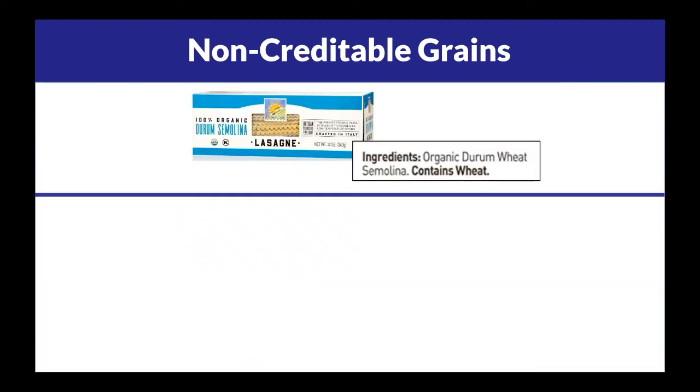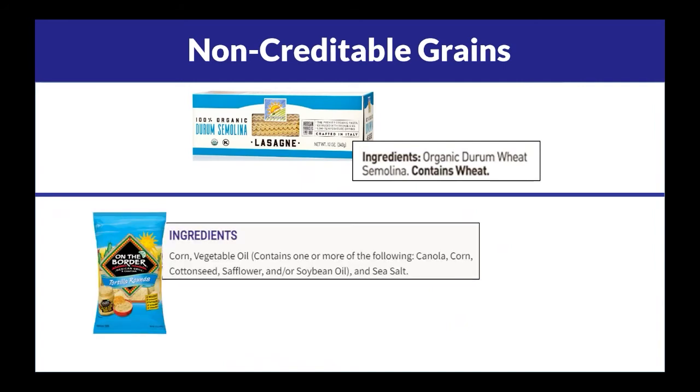So other non-creditable grain items include some pastas where the first ingredient is durum wheat or durum wheat semolina, which are not whole grain or enriched. And the food is also not enriched with vitamins and minerals. There are also many non-creditable brands of tortilla chips. And this is because the first ingredient is corn, not enriched corn or whole corn, and the product is not enriched with vitamins and minerals.